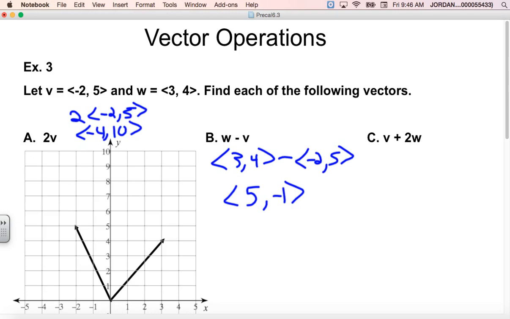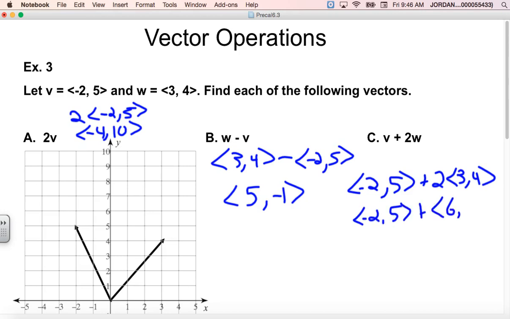And then v plus 2w, of course you're going to take the v vector, -2, 5, and you're going to add on 2 times the w vector, 3, 4. So that's -2, 5, plus 6, 8. So when we add those, we get 4, 13. Alright, now that's how you would do it algebraically. But let's look at doing those graphically, or geometrically, if we talk about doing it on a graph.